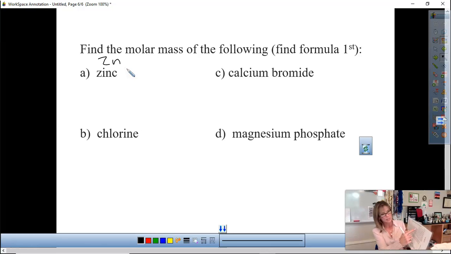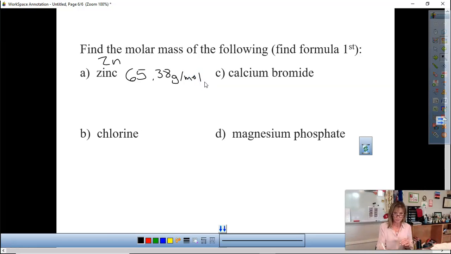So zinc, right here on your periodic table. It's a transition metal that's always got the same oxidation number. So its molar mass is 65.38 grams per mole. That's the number on the periodic table.